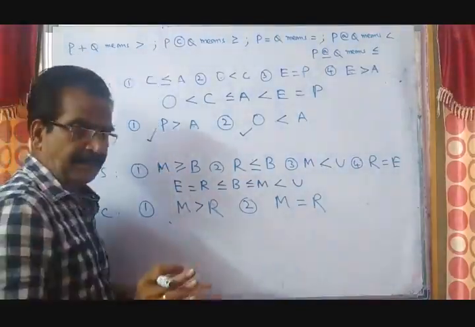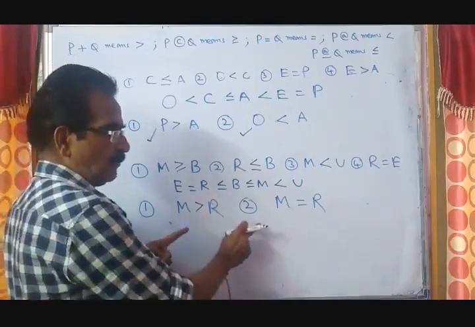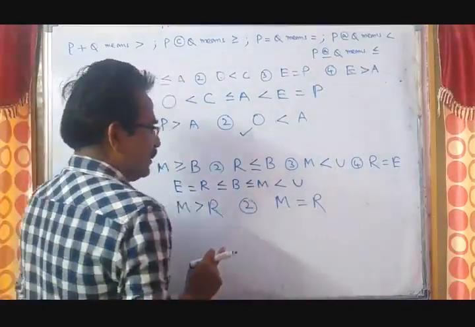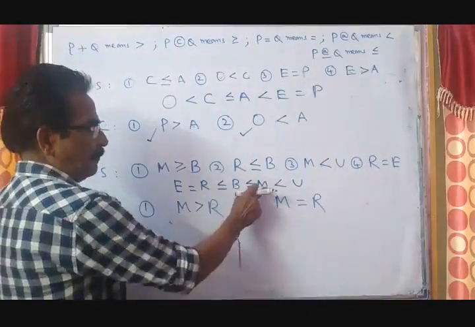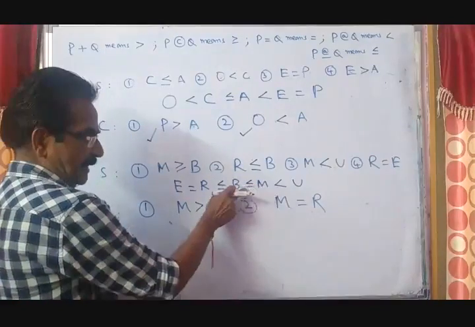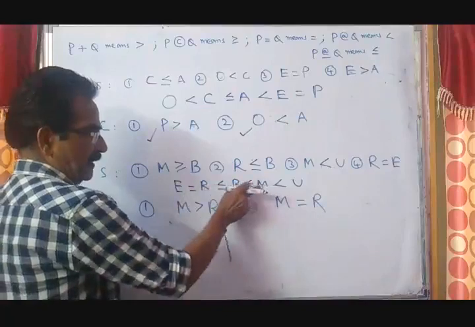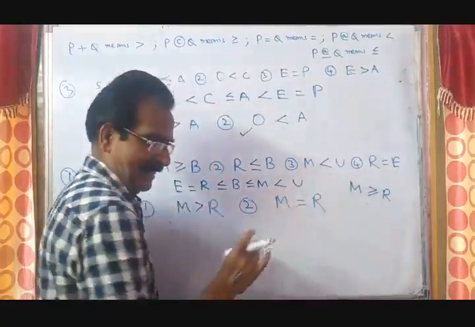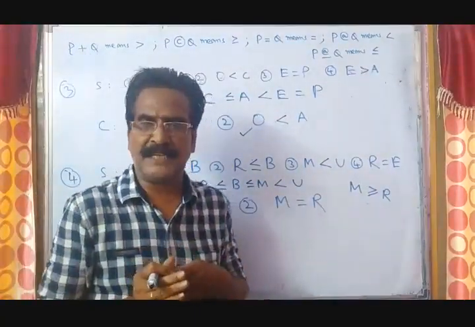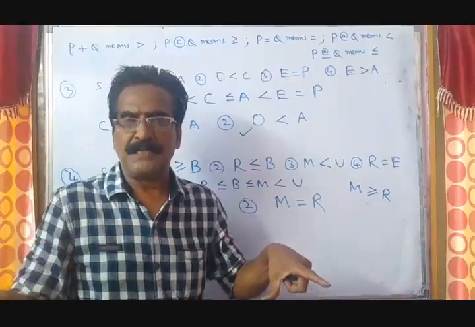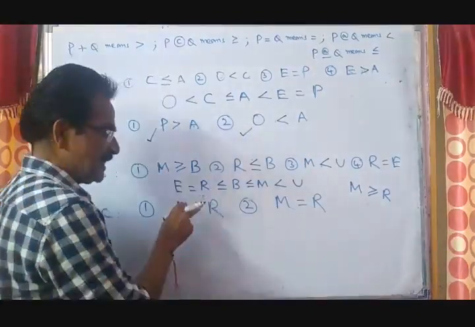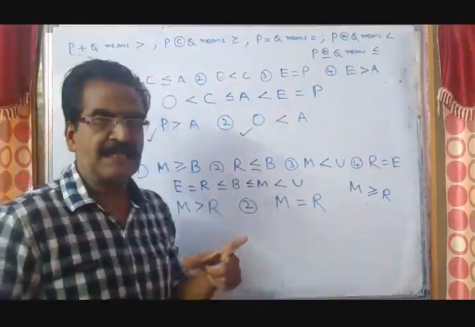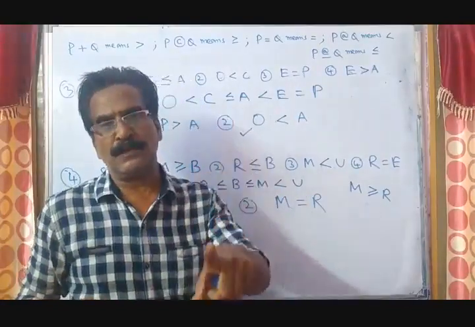Now let us see the relation between M and R. In both the conclusions, the relation is given between M and R. What is the relation between M and R in this statement? M greater than or equal to R. This greater than or equal to relation is split into two conclusions. One is greater than, one is equal to. So in this case, your answer is either conclusion 1 or conclusion 2.